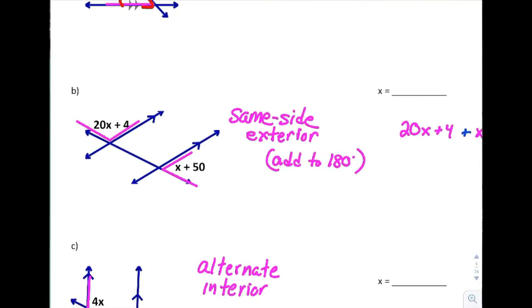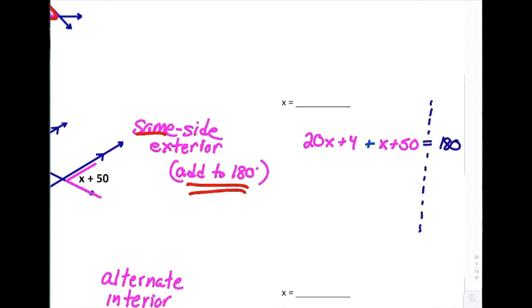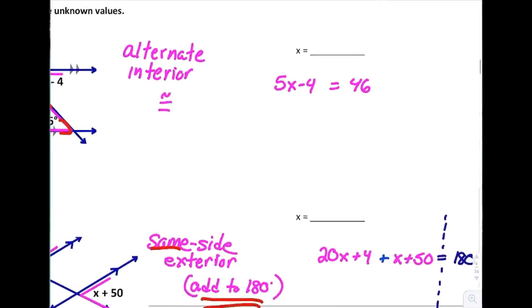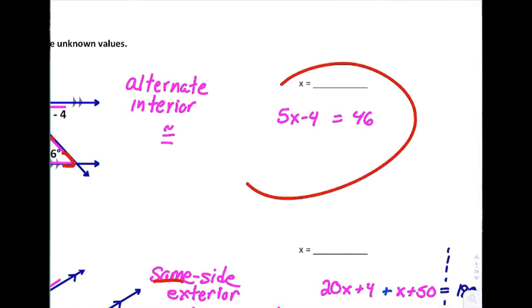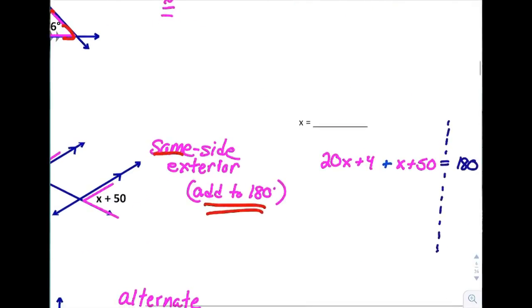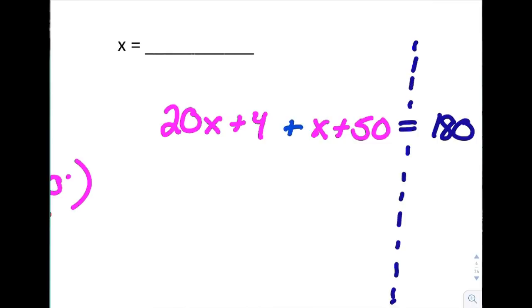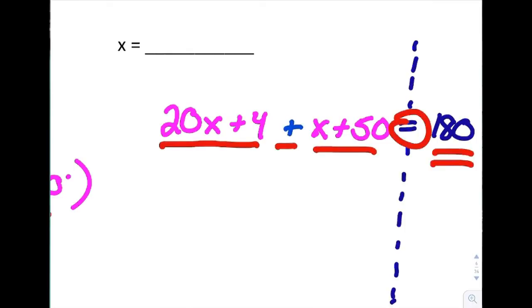On the next one, this time you look at a giant obtuse angle and a tiny acute angle and realize you have same side exterior angles. And from your chart, you'll notice that it's a 180 supplementary situation. So in this case, they don't equal each other like they did here. They add up to each other and equal 180. So one angle plus the other angle equals 180.